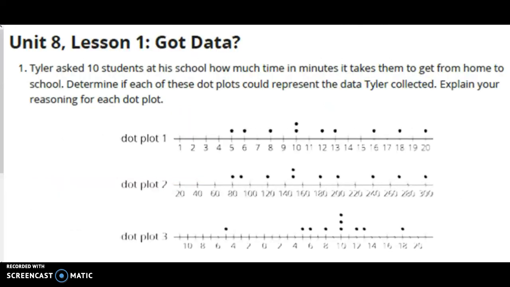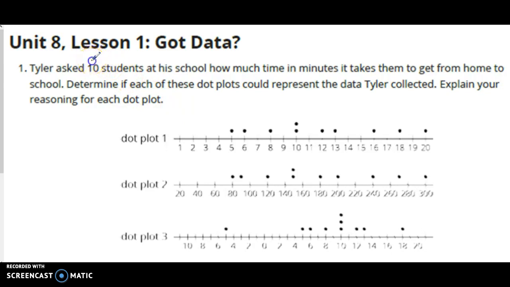We're going to look at the top of your page now, and please reference your notes as needed because you will be using these words throughout. We're going to do question 1 completely together. Let's read it. It says, Tyler asked 10 students at his school how much time in minutes it takes them to get from home to school. Determine if each of these dot plots could represent the data Tyler collected. Explain your reasoning for each dot plot.